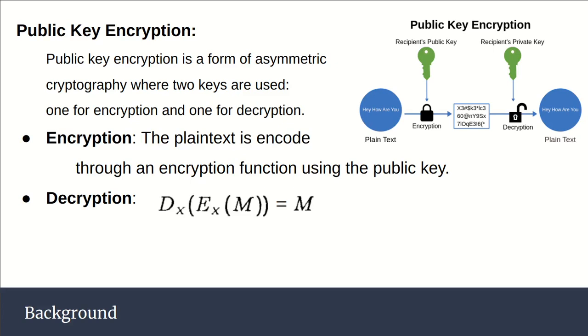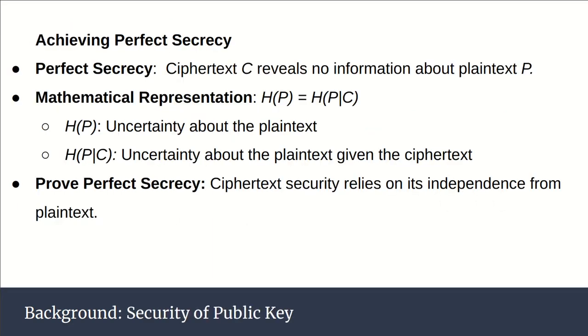Public key encryption is a form of asymmetric cryptography where 2 keys are used, one for encryption and one for decryption. The plain text is encoded through an encryption function using the public key. The decryption function can then be applied to reveal the secret message M.